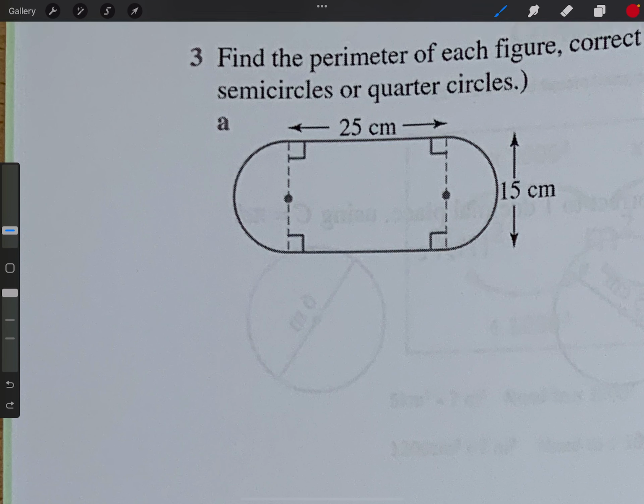Okay, so what do we know? We know that from here to here is 25 centimeters, which means that this is also 25 centimeters. The opposite sides of a rectangle are the same. Now we know that this is 15 centimeters, and this length is also the diameter of this semicircle.